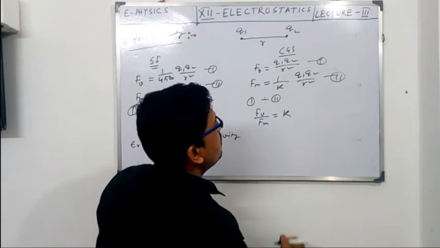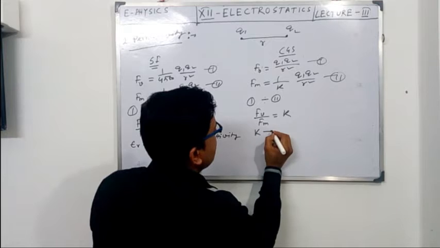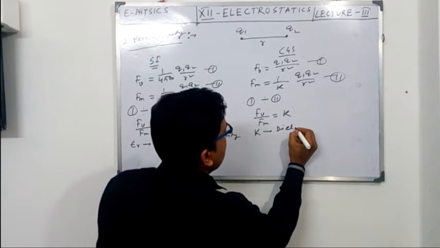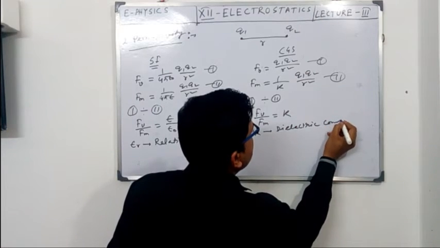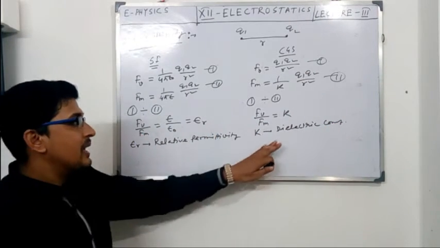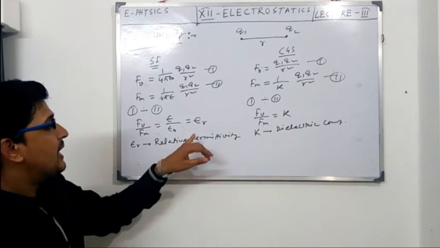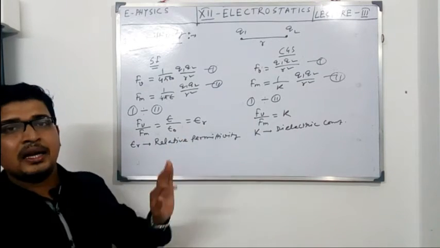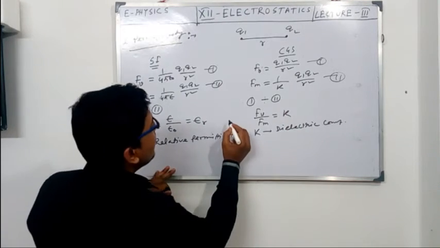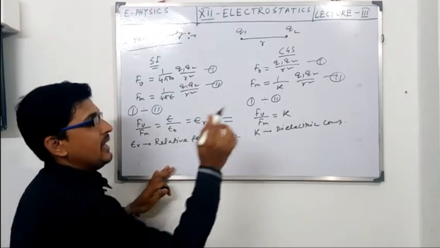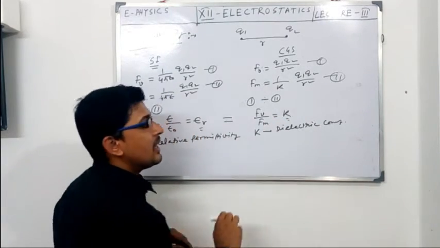Okay, now CGS का जो इक्वेशन है उसको अगर हम लोग 1 divide 2 करेंगे, so Fv by Fm is equals to K. This quantity K is known as the dielectric constant. Okay, this quantity is known as the dielectric constant. तो यहाँ से हम लोग relative permittivity और dielectric constant को define कर सकते हैं, but both the quantities are same. Okay, the value of both the quantities are same.